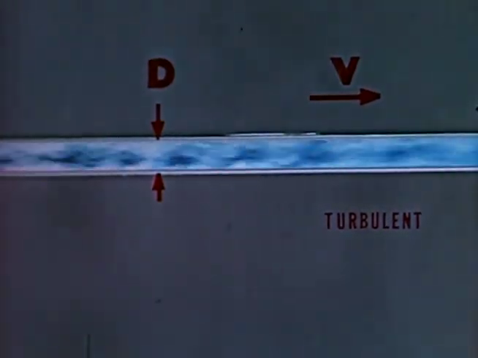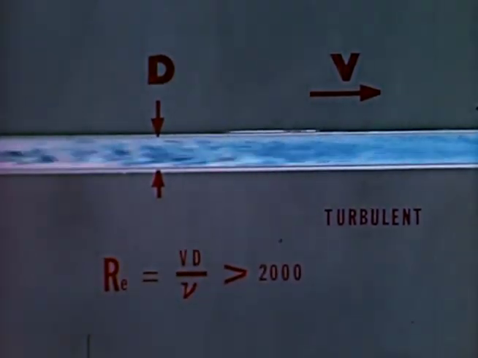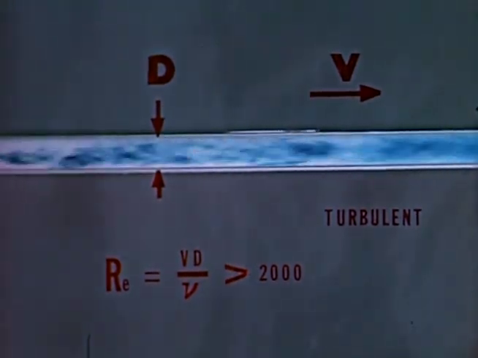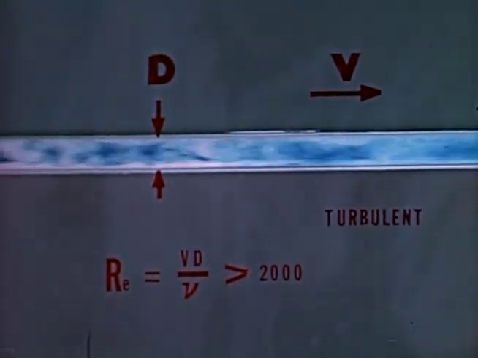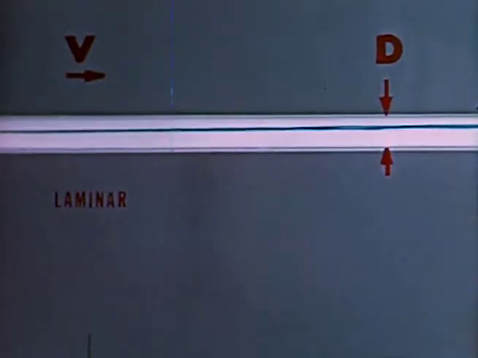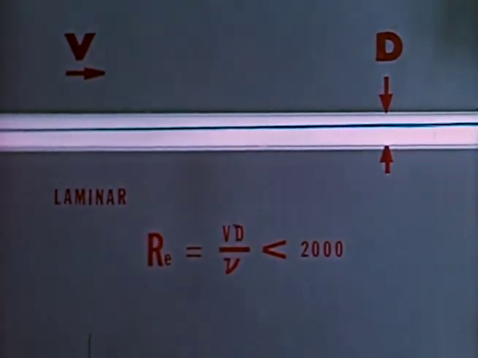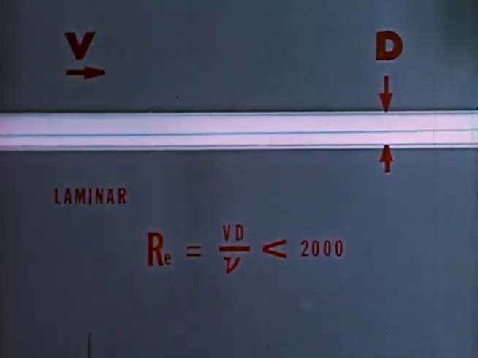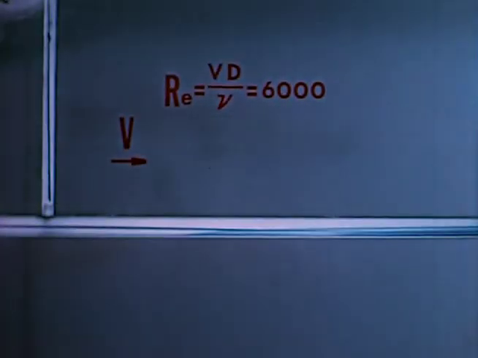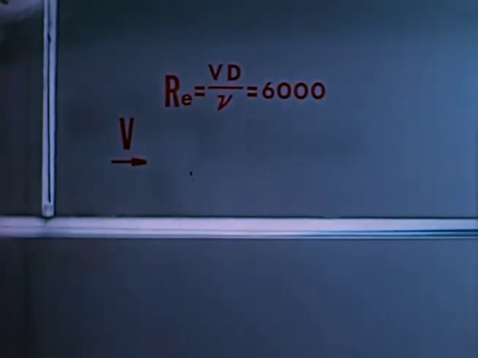Most fully developed pipe flows at Reynolds numbers greater than 2,000, the critical value for pipes, are turbulent. Fully developed pipe flow is always laminar when the pipe Reynolds number is less than this critical value. It may be laminar at larger Reynolds numbers if disturbances can be prevented in the developing layer.